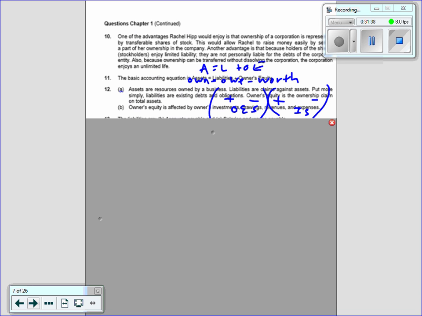Service revenue. I see a key player word there. It's a plus to where? OE. It makes them worth more. And there's another key player here. Rent expense. Minus OE. That's a kind of a tricky one.